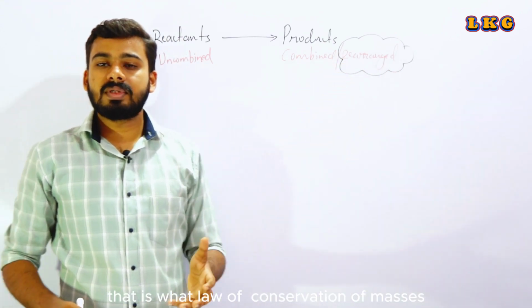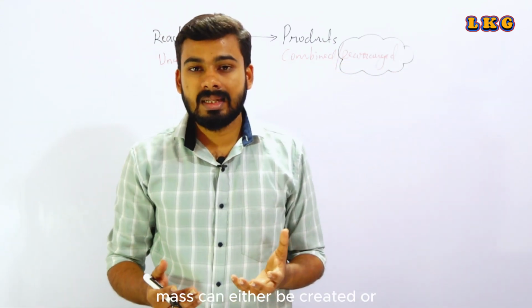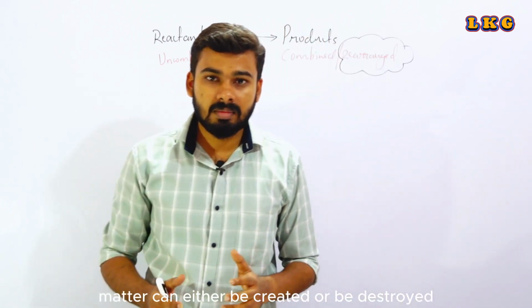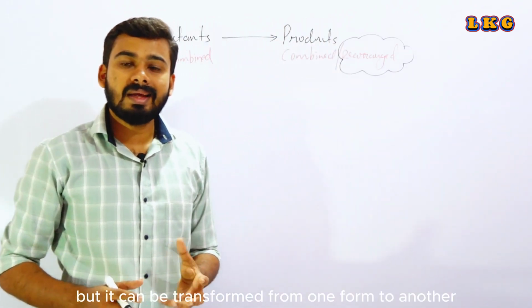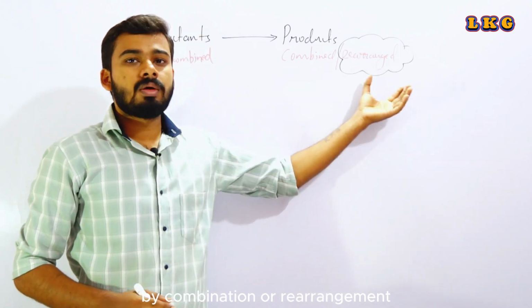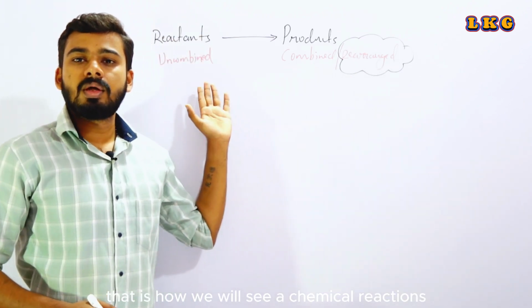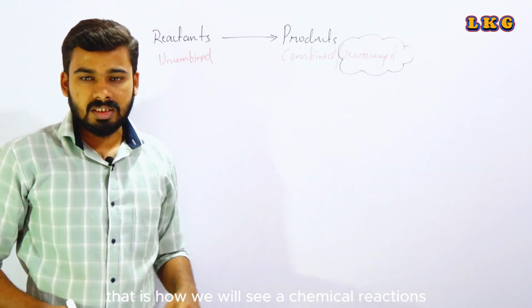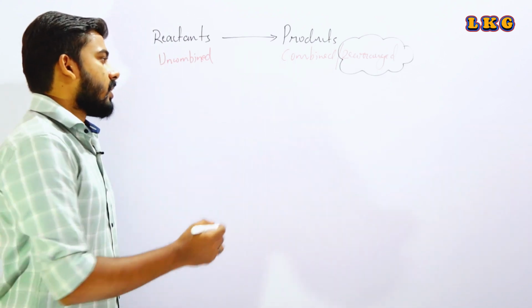That is what law of conservation of mass is. Mass, or matter, can neither be created nor be destroyed, but it can be transformed from one form to another by combination or rearrangement. That is how we will see chemical reactions. So this is very basic.